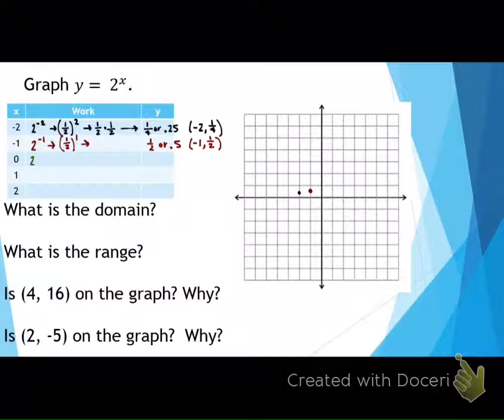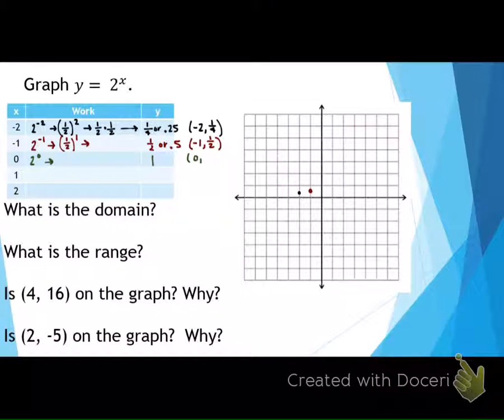Okay, Kelly. Anything to the 0 power is? What did you guys learn from the last couple days? Anything to the 0 power is 1. It's always 1. So that's going to be 1 there. So that's 0, 1. And we talked about why that was over the last couple days.